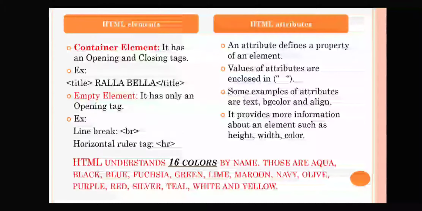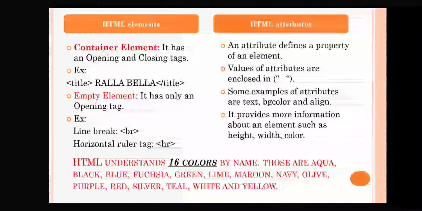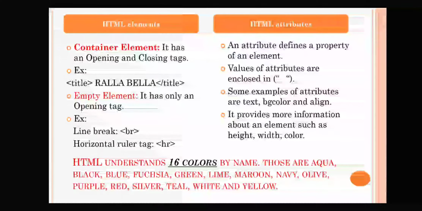Coming to attributes. An attribute defines a property of an element. For example, I want my web page in red color and the letters in white color. So I'll change the property of a particular element, that is nothing but the background color. I'll give the attribute name bgcolor as red, and the words are in white color, so I'll give the text as white.